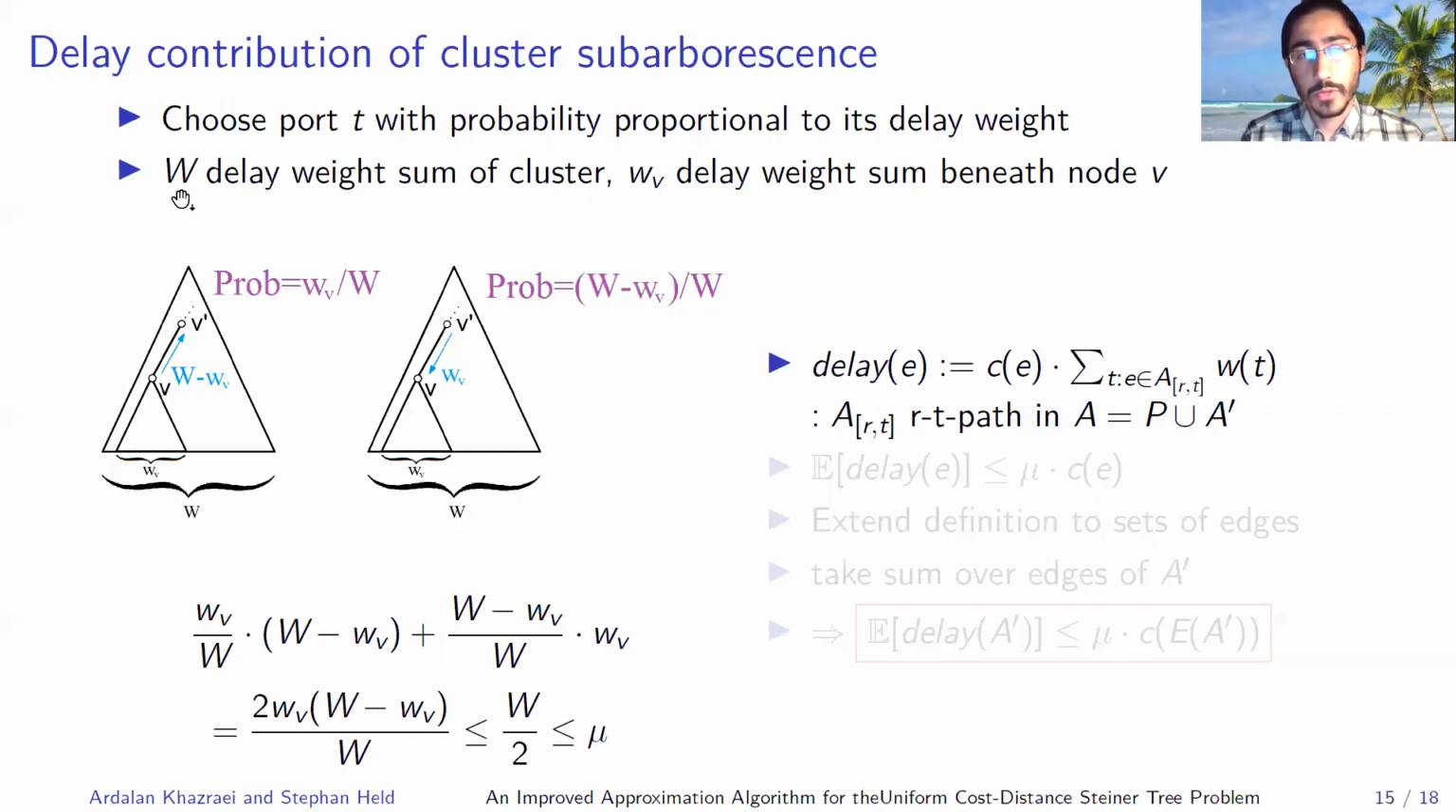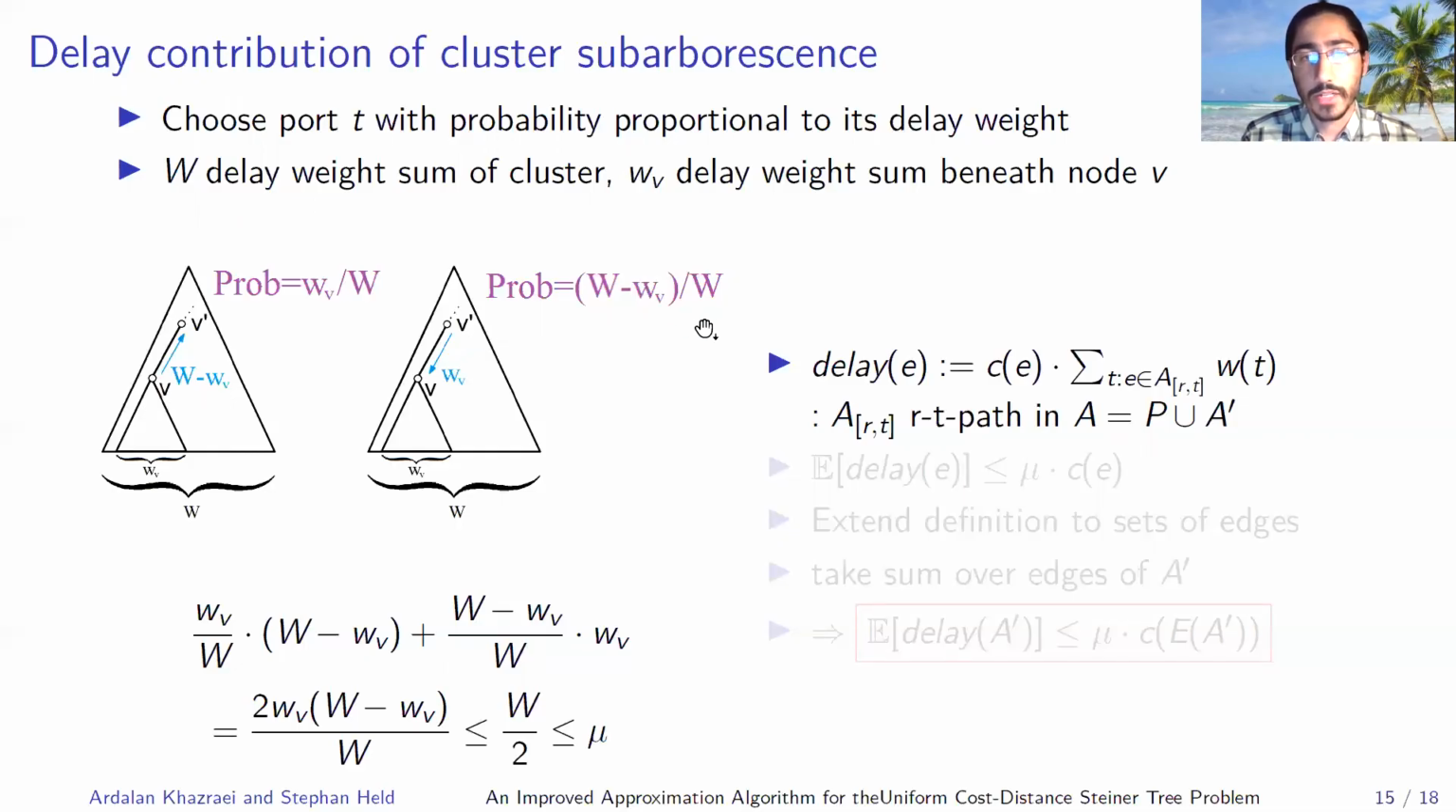So if capital W denotes the total delay weight sum of all terminals throughout the cluster, and W sub V the sum of delay weights of the terminals beneath a node V inside the subarborescence, we have that with probability W sub V divided by capital W, the chosen port will be in the subarborescence rooted at V. And the sum of delay weights of all terminals using the incoming edge to vertex V on their shortest path from the root will be capital W minus W sub V.